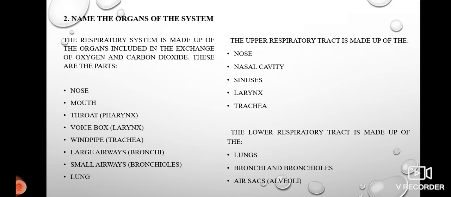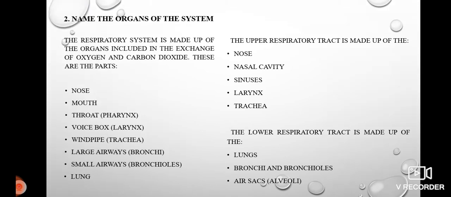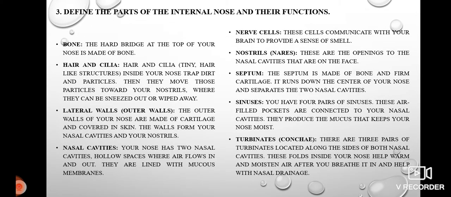So now, let's move on to the third one. Define the parts of the internal nose and their function. So, ano yung mga iba't ibang parte ng ating ilong na kung saan nasa ilalim siya? Kumbaga, merong mga parts sa ating respiratory system especially sa ilong, pero itong mga specific parts kasi na tumutulong sa pag-breathe sa isang tao.